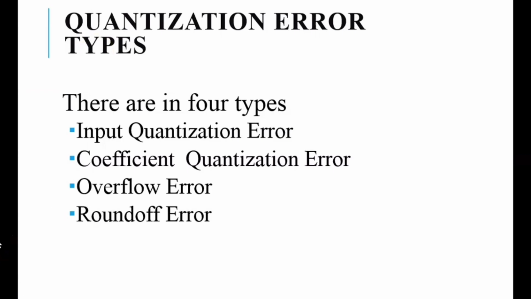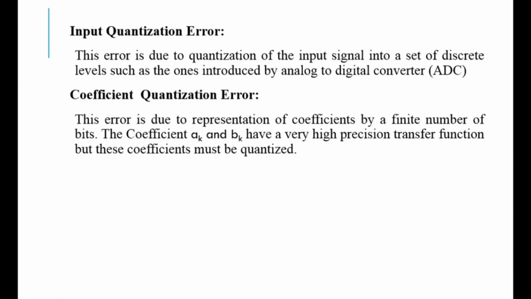First, let us discuss the quantization error types. There are 4 types of quantization error: input quantization error, coefficient quantization error, overflow error, and round off error. What is input quantization error? This error is due to quantization of the input signal into a set of discrete levels, such as the ones introduced by the ADC. ADC means analog to digital converter.